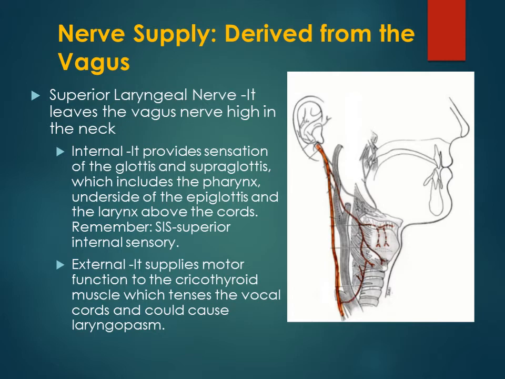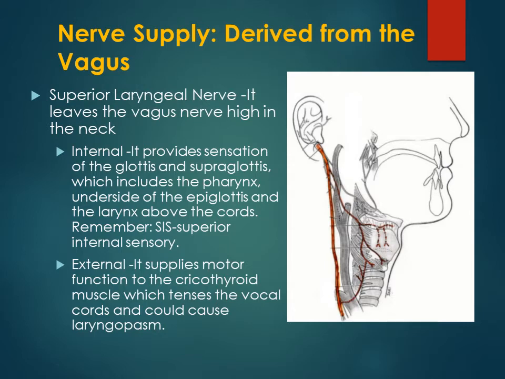The nerve supply is mainly derived from the vagus nerve, which is the superior laryngeal nerve, which leaves the main trunk of the vagus high in the neck, and it's divided into two branches, the internal and external laryngeal nerves. The internal laryngeal nerve provides sensation to the glottis and the supraglottis, so above the level of the vocal cords, including the pharynx and the epiglottis, and the larynx above the cords. We can remember it by superior laryngeal for SIS, superior internal sensory.